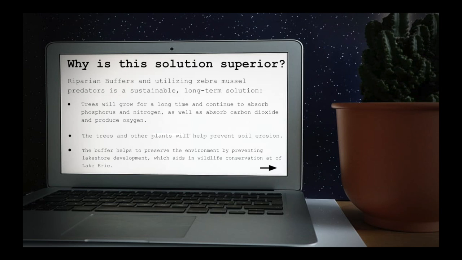You may be wondering why this solution is superior. The utilization of both the riparian buffers and natural predators of zebra mussels offers a two-pronged approach. The solutions proposed offer a sustainable yet long-term solution. The buffers planted will continue to grow for a long time, and the absorption of nitrogen and phosphorus will increase with age, with the added benefit of absorbing carbon dioxide and producing oxygen. Additionally, the plants used as buffers will act as anchors to prevent soil erosion.